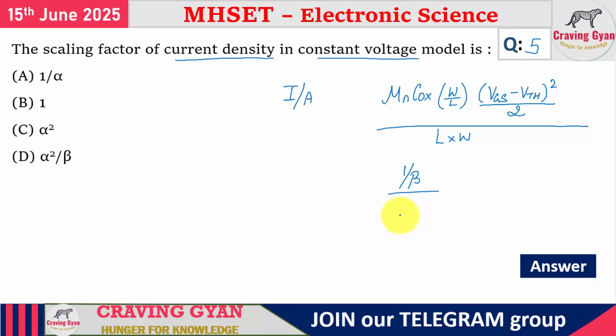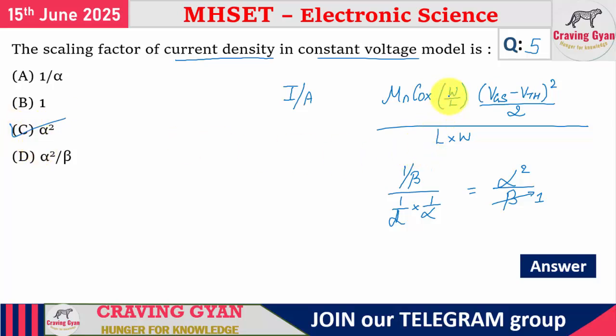But look at the things. Length is scaled by 1 by alpha. Width is scaled by 1 by alpha. Sending to the numerator, what I am going to get is alpha square divided by beta. This is in the case of general scaling. But they are asking in the case of constant voltage scaling, take beta equals 1. So what you are going to get? Alpha square.